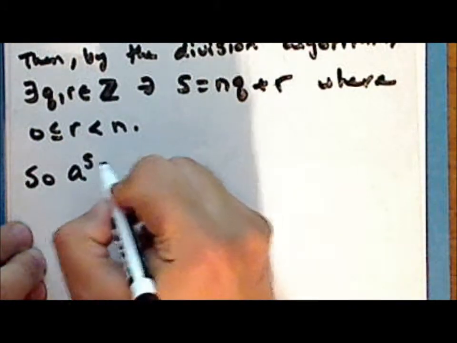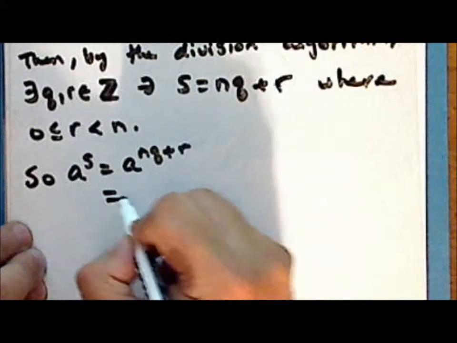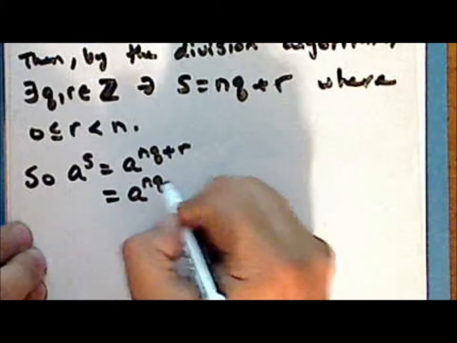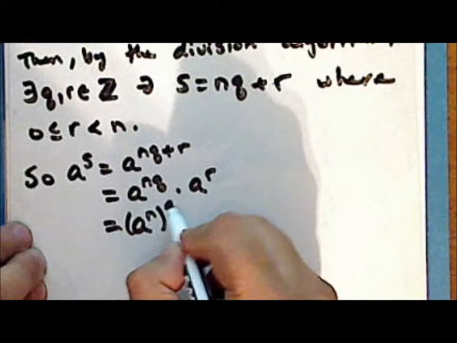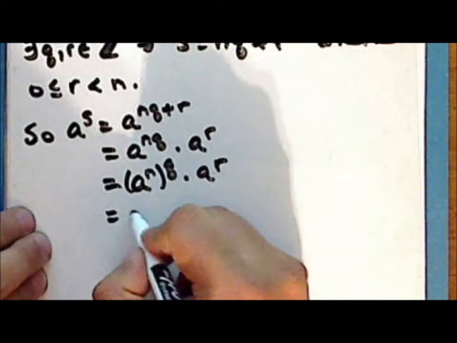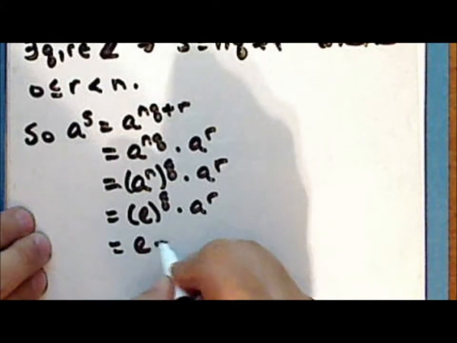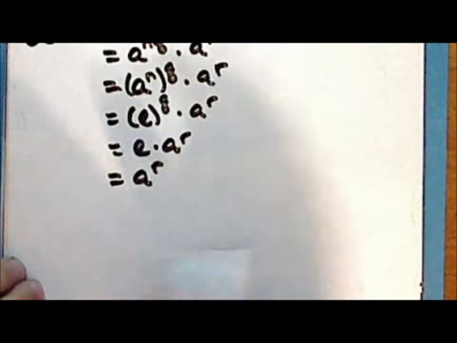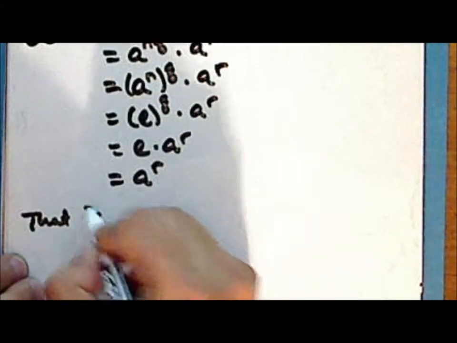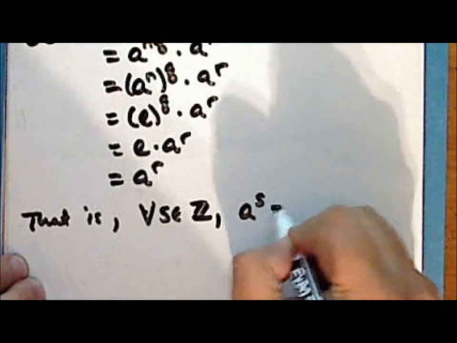And so a to the power of s is equal to a to the power of n times q plus r, and this is the same as a to the power of n times q times a to the power of r, which is a to the power of n to the power of q times a to the power of r. Now a to the power of n is the identity, and so we have the identity to the power of q times a to the power of r, which is identity times a to the power of r, which is simply a to the power of r.